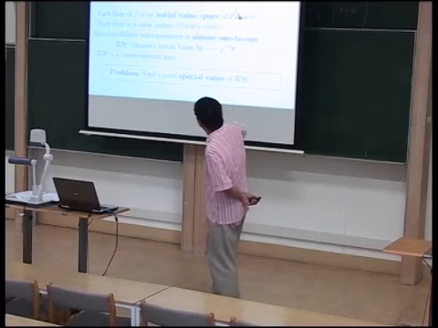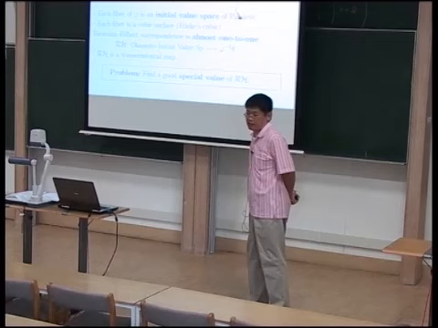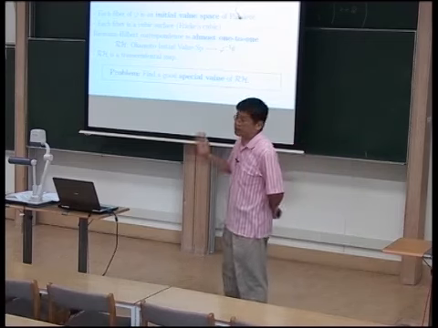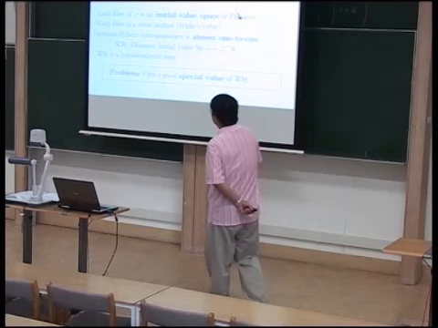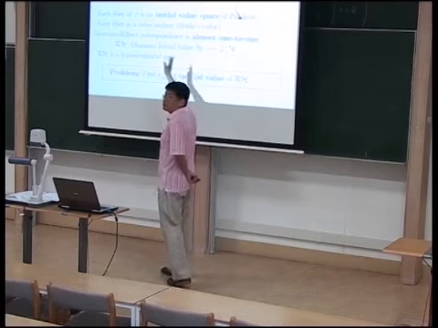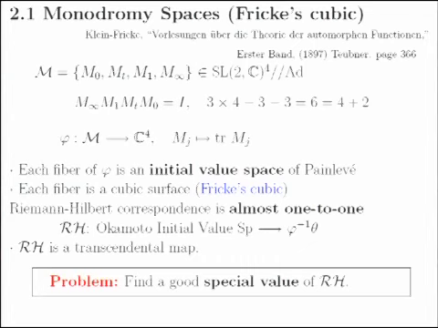This initial value space is the analytic version of the initial value space. It is different from Okamoto's or Sakai's initial value space. Okamoto's initial value space is algebraic, so it's a rational surface and has some infinite divisor. But this is a cubic, the analytic part. There is a correspondence between Okamoto's initial value spaces and this Fricke cubic. It is called the Riemann-Hilbert correspondence. This is the algebraic part, this is the analytic part. Therefore, this Riemann-Hilbert correspondence is a completely transcendental map.